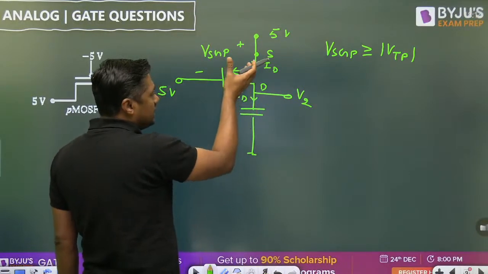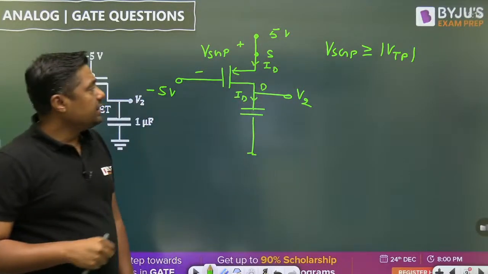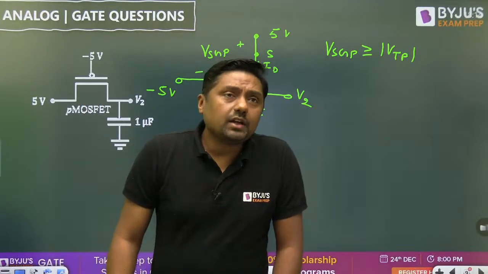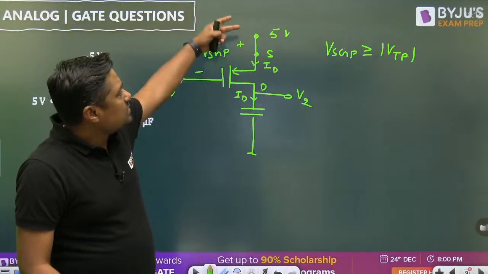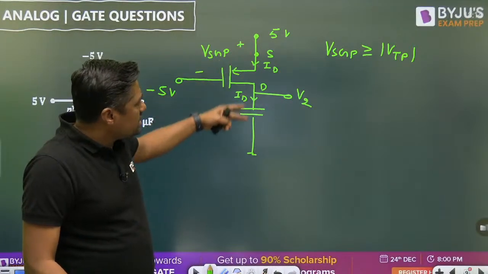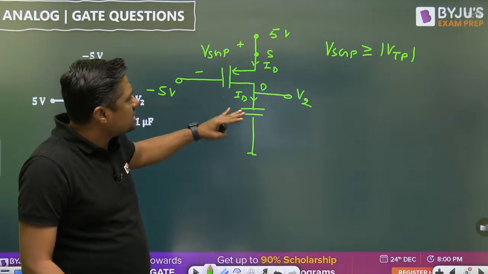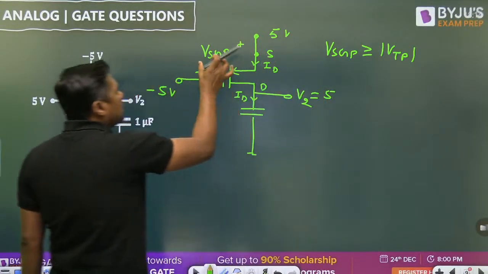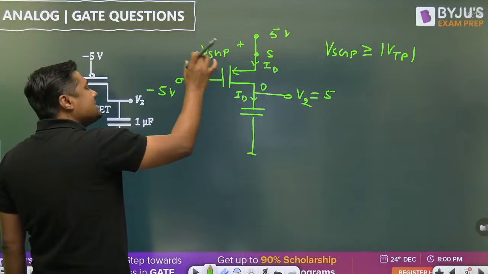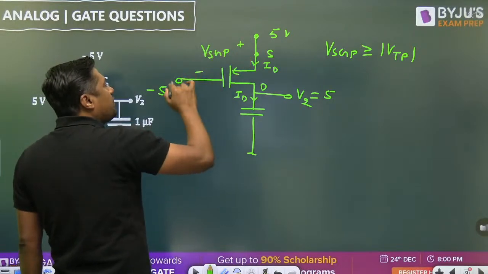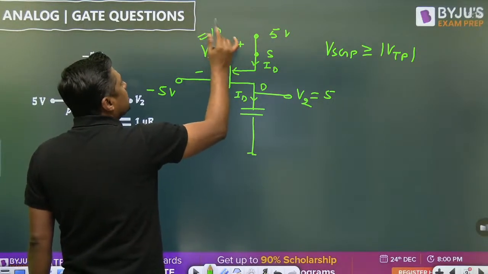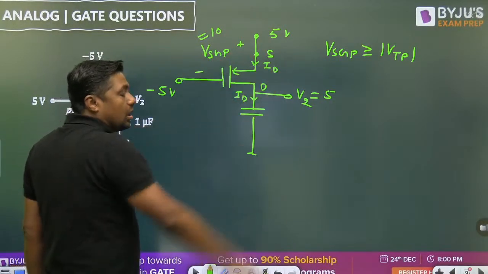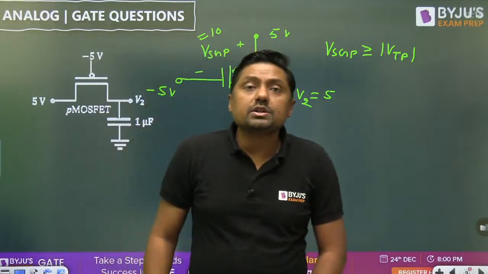When there is the current, the capacitor will charge. Right? So what is the final value? Finally, what is the maximum voltage? The maximum voltage is 5 volt, and that's why in this case, this capacitor will charge up to 5 volt. Because it will not affect the VSGP. VSGP will remain 5 minus of minus 5, that is equal to 10 volt. It is always greater than its threshold voltage. Why are we putting the mod? Because it is a PMOS.